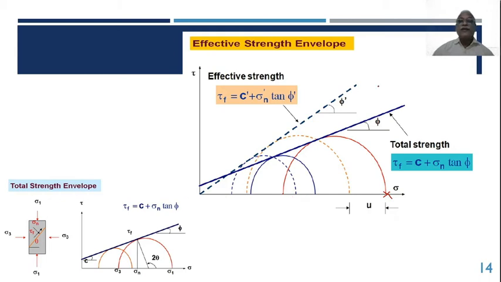Now you draw a common tangent, right? Now you draw a common tangent, which is a dotted line over here. The equation of the line would be tau f equal to c dashed, c prime, plus sigma n dashed tan phi dashed. So whatever angle you get, this is referred to as the effective angle of internal friction. This is called effective cohesion, and this is called the effective strength envelope. Whereas the earlier plot, which is already shown here, is called the total strength envelope, right? Okay.